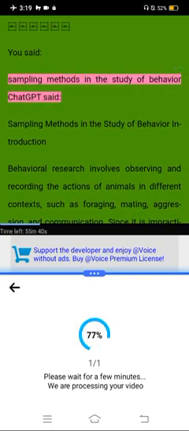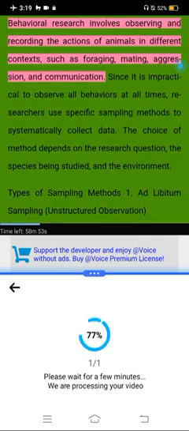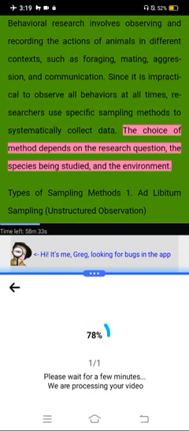Sampling methods in the study of behavior. Introduction: behavioral research involves observing and recording the actions of animals in different contexts, such as foraging, mating, aggression, and communication. Since it is impractical to observe all behaviors at all times, researchers use specific sampling methods to systematically collect data. The choice of method depends on the research question, the species being studied, and the environment.